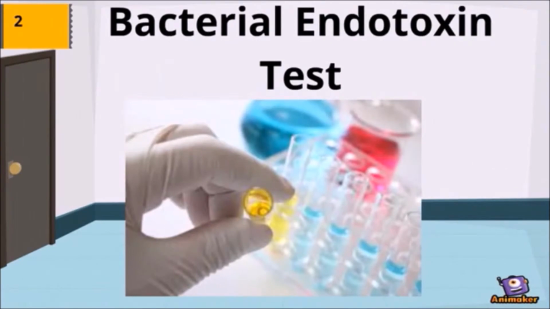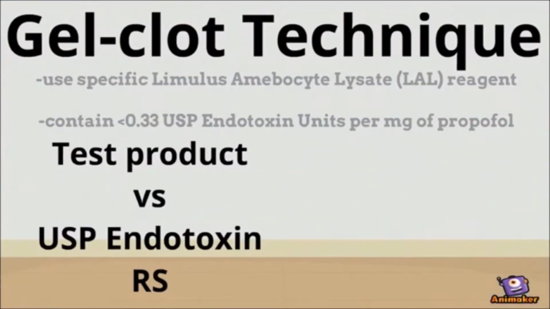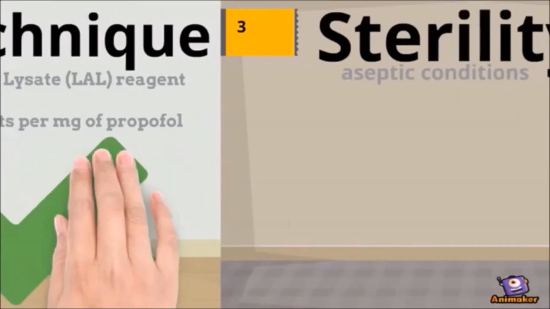Secondly, the bacterial endotoxin test is done to detect or quantify bacterial endotoxins. The gel clot technique is used, where specific Limulus amebocyte lysate reagent is reacted with endotoxins and observed based on the gel formed. The gel or clotting will appear if endotoxin is present. Then, comparisons are made between the test product and the USP endotoxin reference standard, and for the product to be accepted, it should contain less than 0.33 USP endotoxin units per milligram of propofol.